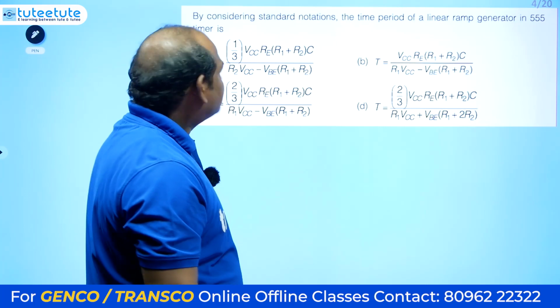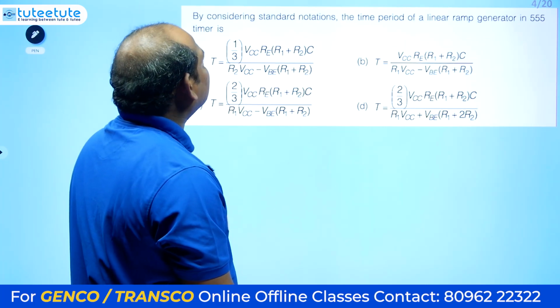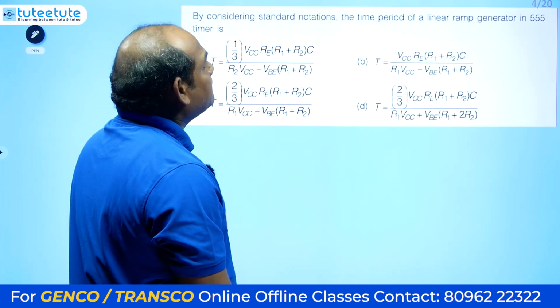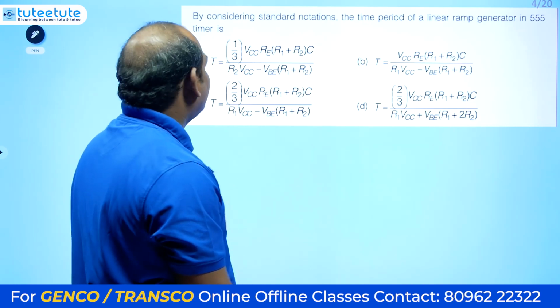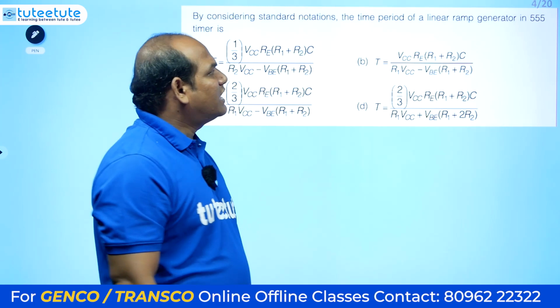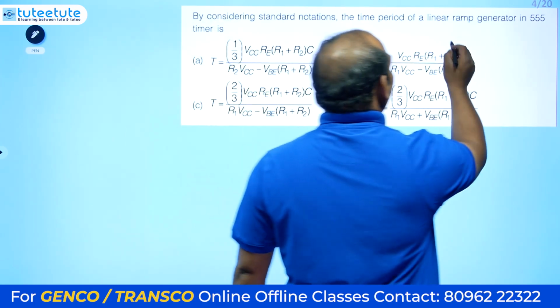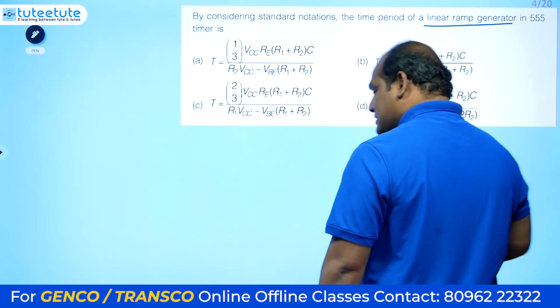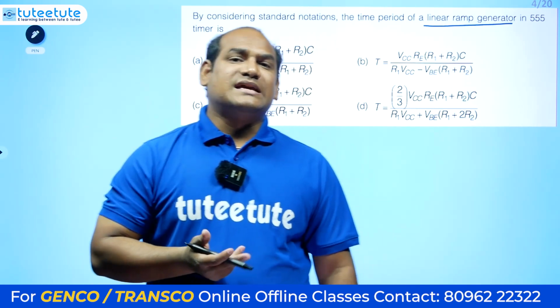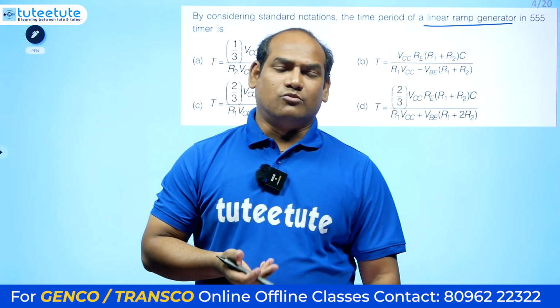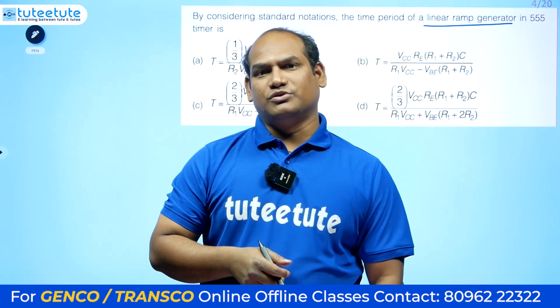Now the next question is, by considering standard notations, the time period of a linear ramp generator in IC555 timer is. Okay. So IC555 can be used as an astable multivibrator. It is a timer actually. So we can utilize IC555 as an astable multivibrator, a monostable multivibrator, like that.